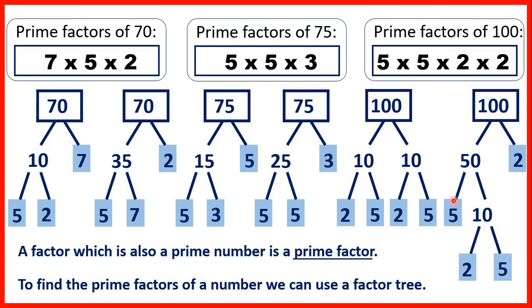So now, at the end of our branches, we have 5, 2, 5 and 2. So again, we get the same prime numbers, so the prime factors of 100 are 5, 5, 2 and 2. And 100 is the product of multiplying those prime factors.